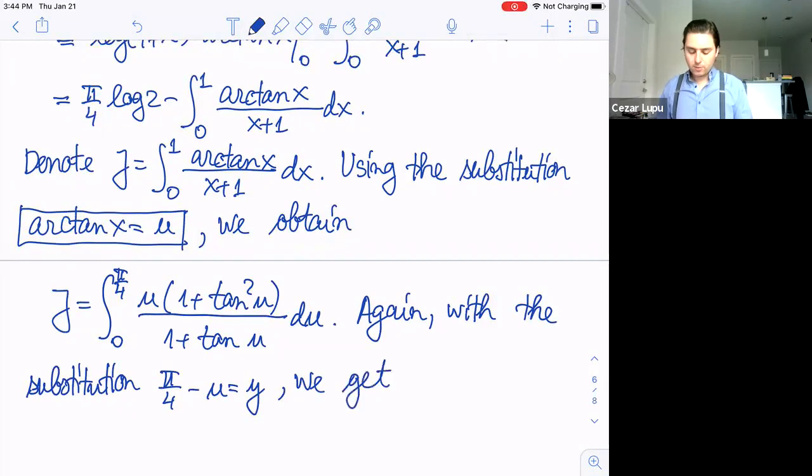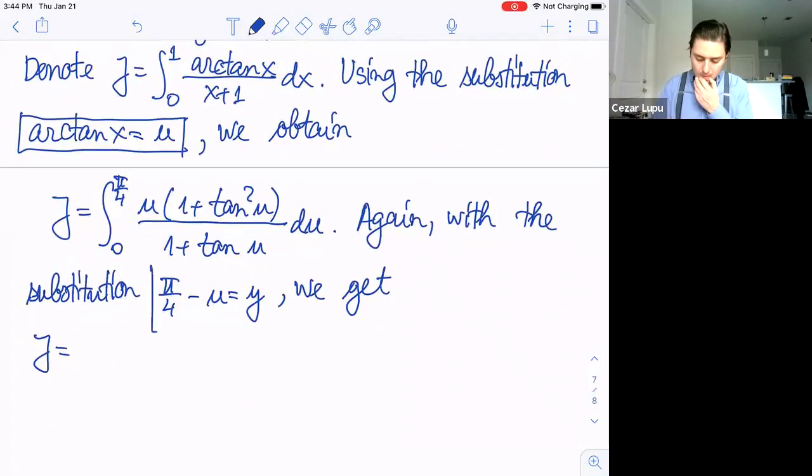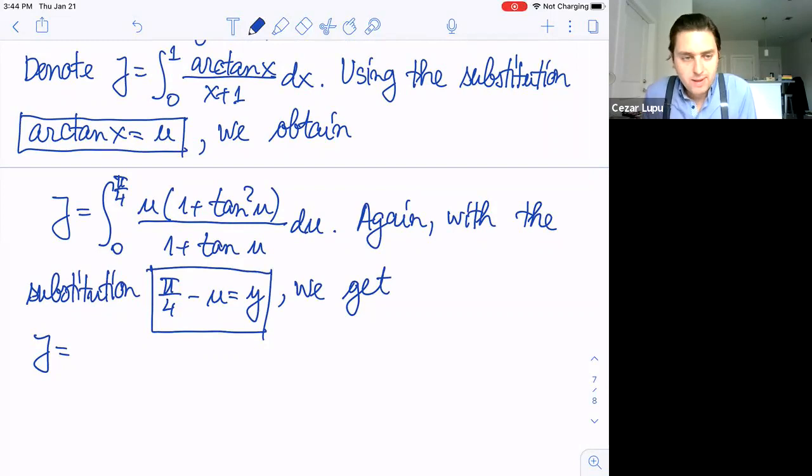Let's see, what do we get? So we get that j, this integral. So let's keep this in mind. You see, it's kind of similar to the official solution. The only difference is that I don't come up with that surprise substitution arctan of x equals u right from the beginning. So that's why I integrate by parts. I would say this is more human.